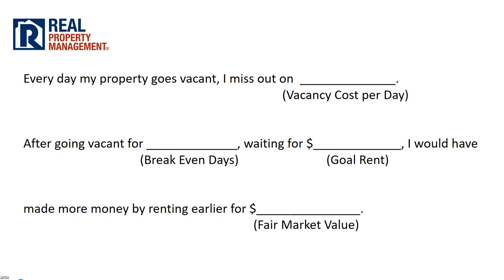Here's an even easier way to look at it. I'm going to plug my results into this sentence. Every day my property goes vacant, I miss out on $68. After going vacant for 18 days, waiting for $17.50, I would have made more money by renting it earlier for $16.50. I love using this method because it takes the emotion out of the equation.